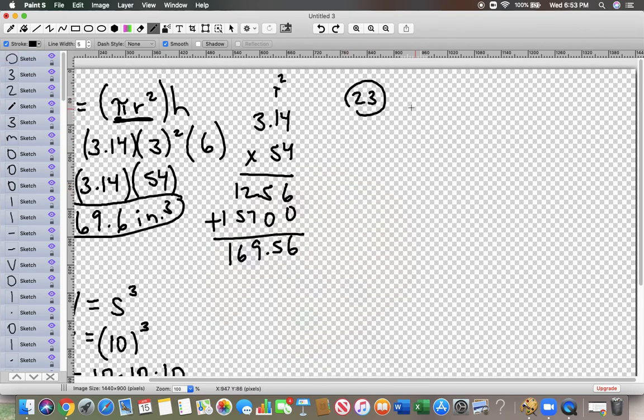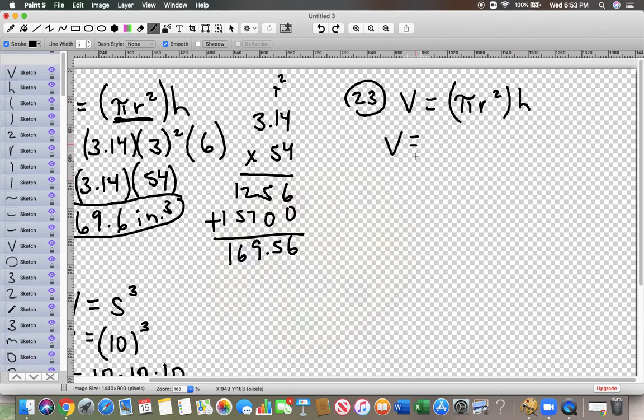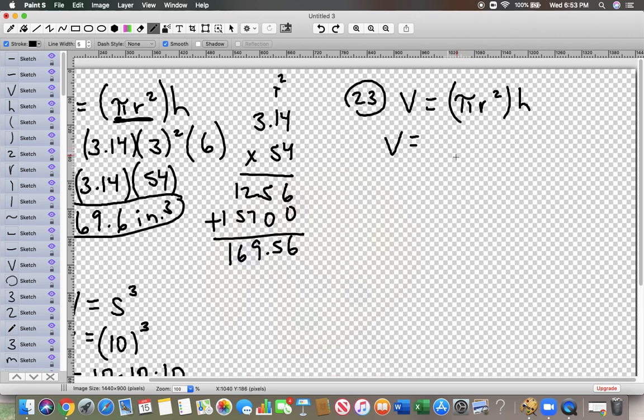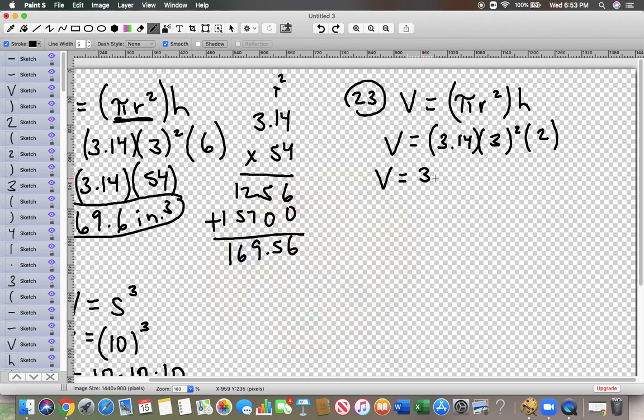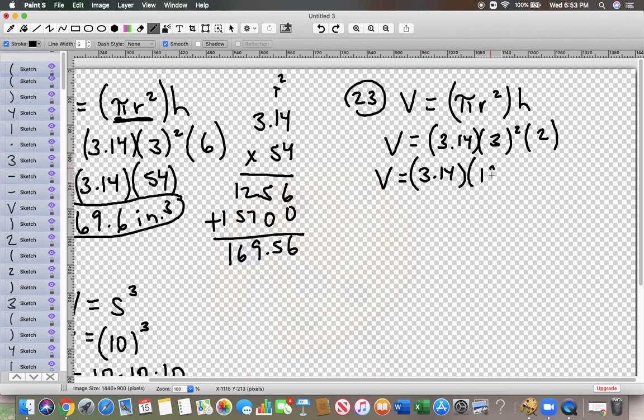For a cylinder, finding the volume of a cylinder. So which formula are we going to use? Well, it's a circular base, so it's pi r squared times h. Volume is equal to pi r squared. Let's see here, pi is 3.14. The radius, it tells us, is 3, so we need to square that. And then the height is 2. So volume is equal to 3.14 times 3 squared is 9. 9 times 2 is 18.